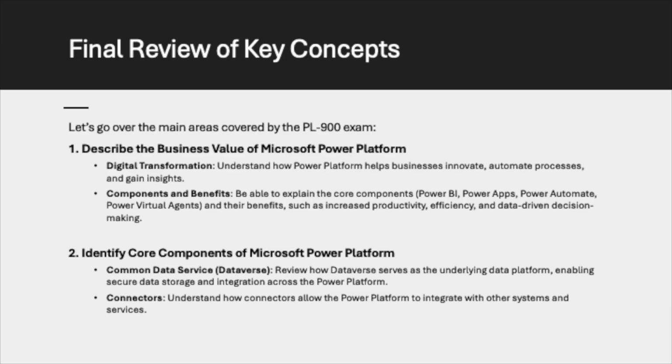Final review of key concepts. Let's go over the main areas covered by the PL-900 exam. First, describe the business value of Microsoft Power Platform. Digital transformation. Understand how Power Platform helps businesses innovate, automate processes, and gain insights. Components and benefits. Be able to explain the core components Power BI, Power Apps, Power Automate, Power Virtual Agents, and their benefits such as increased productivity, efficiency, and data driven decision making.